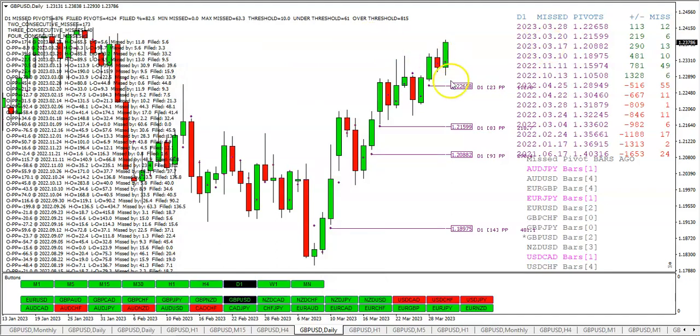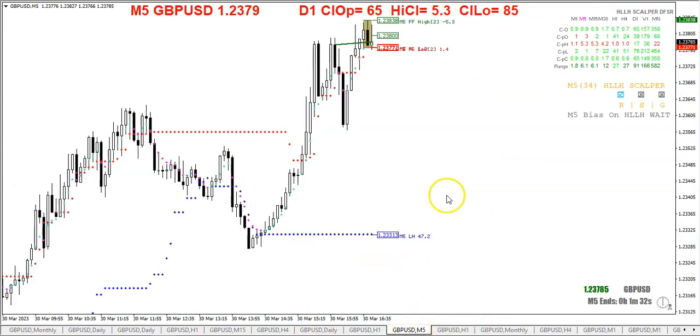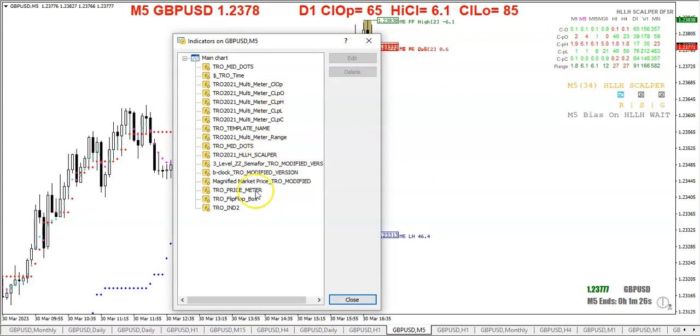Wow, price doesn't want to drop below 75 for some strange reason. Maybe it's because I want it to and collect some money. Okay, we've got the scalper indicators and a bunch of the multimeters that I wrote in 2021.